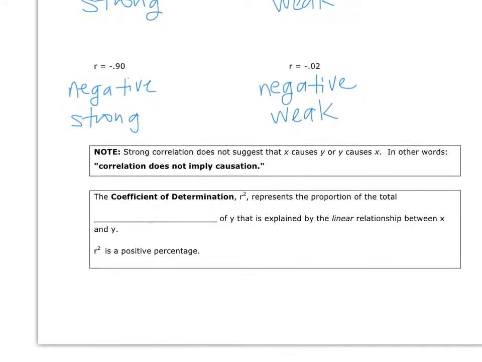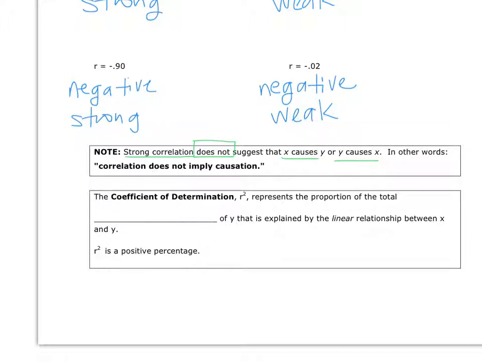Now, one thing we've got to remember about correlation is that it doesn't imply causation. I'm trying to emphasize as we go along that there is a correlation or a relationship between X and Y that we're measuring with R and with the scatter plot. It doesn't necessarily mean that X is causing Y to happen. So that is really critical to remember. Strong correlation does not suggest that X directly causes Y or Y causes X. So a way to remember that is correlation does not imply causation.